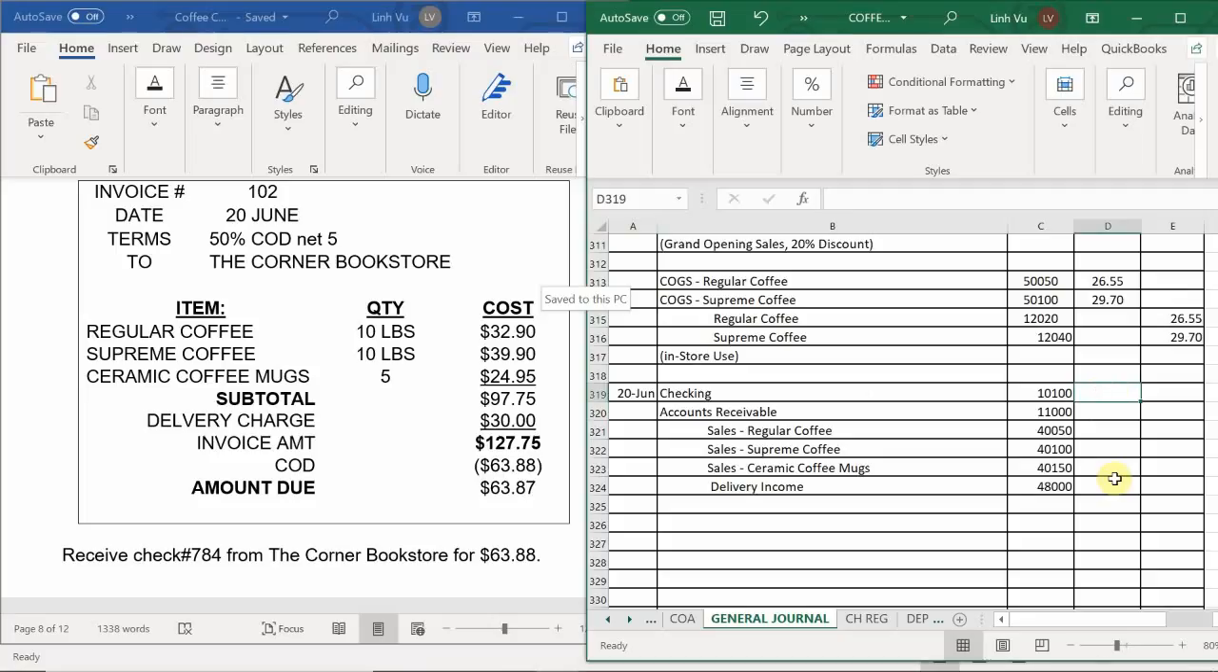So what are my amounts for my checking? Would the cash go in there for the $63.88? Good. The check for the $63.88. Good. And in your accounts receivable, what does accounts receivable stand for? In this context, because we already received the money through the checking.